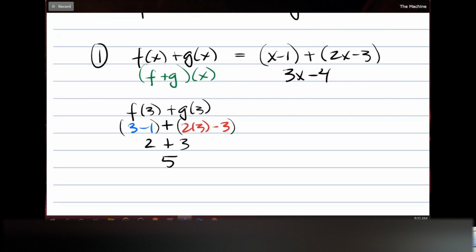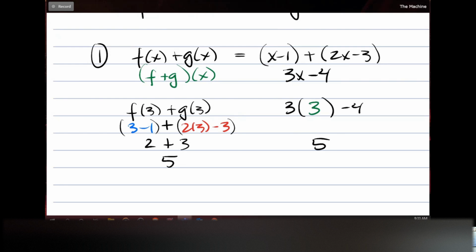Okay, now watch. If I come over here to the sum of the functions, 3 times something minus 4. Notice that the input for both of these, f and g, was the same thing, right? It was 3. Same input for both. What's 3 times 3? 9. Minus 4. I get 5.